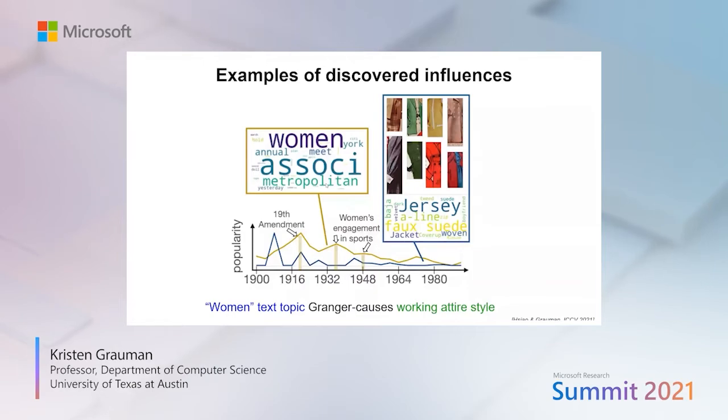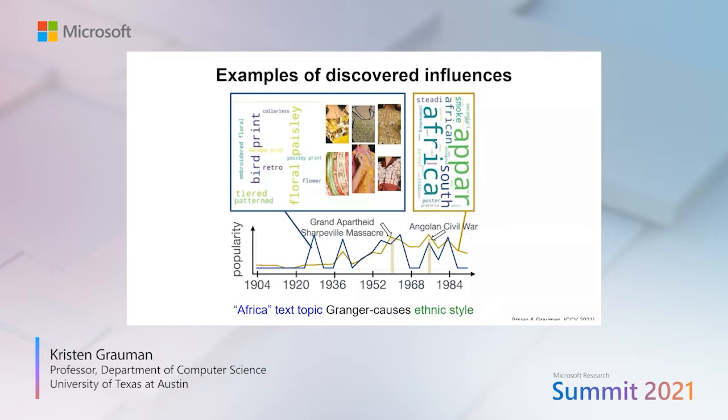Here's another example in the same format. So in blue, again, is visual, and then the yellow is the textual. And here, this is a topic having to do with Africa and different events happening in Africa. And we see that this was Granger causing the style depicted over here with the attributes in the leftmost word cloud. And so again, it's showing some influence relationship between that set of events and its emergence in the news over time with this particular style.